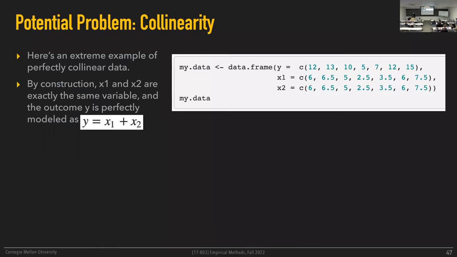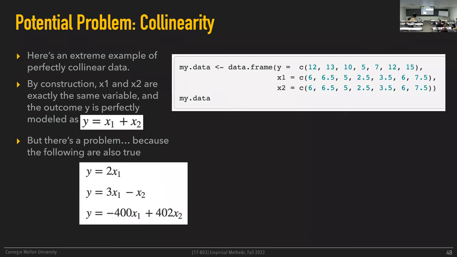Okay, here's another one. I promised I would get back to you on this, and I am finally doing this. So here is an extreme example of perfectly collinear data. By construction here, I've made x1 and x2 to be exactly the same variable. So you can see that they're exactly the same values. And I've made the outcome, y, to be perfectly modeled as the sum of the two. Okay, y equals x1 plus x2. Now also note that you could model y as just 2 times x1 without any of x2. You could model y as 3 times x1 minus 1 times x2. You could model y in infinitely many ways as a function of x1 and x2 that would all be equally good models.